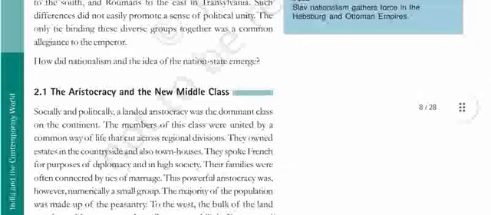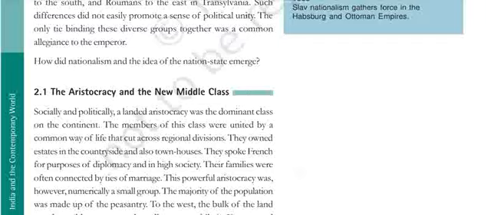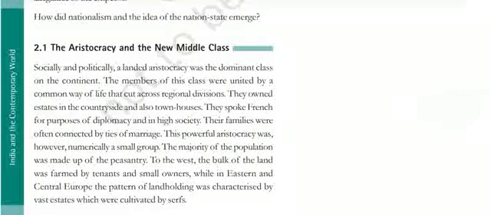How did nationalism and the idea of the nation state emerge? The aristocracy and the new middle class, socially and politically. A landed aristocracy was the dominant class on the continent. The members of this class were united by a common way of life that cut across regional divisions. They owned estates in the countryside and also townhouses. They spoke French for purposes of diplomacy and in high society. Their families were often connected by ties of marriage.